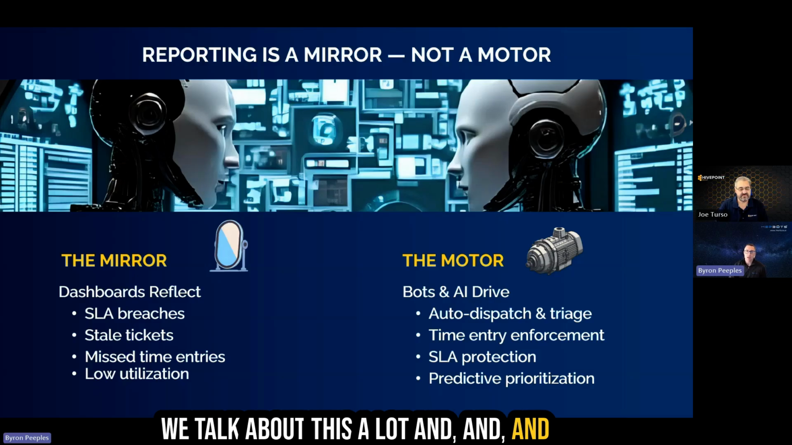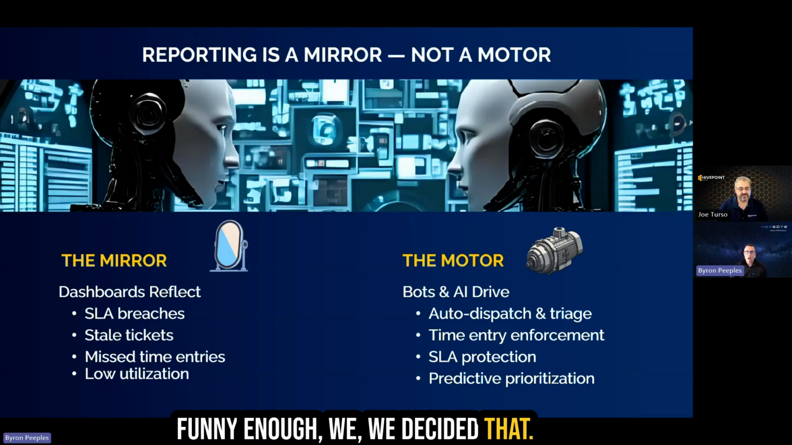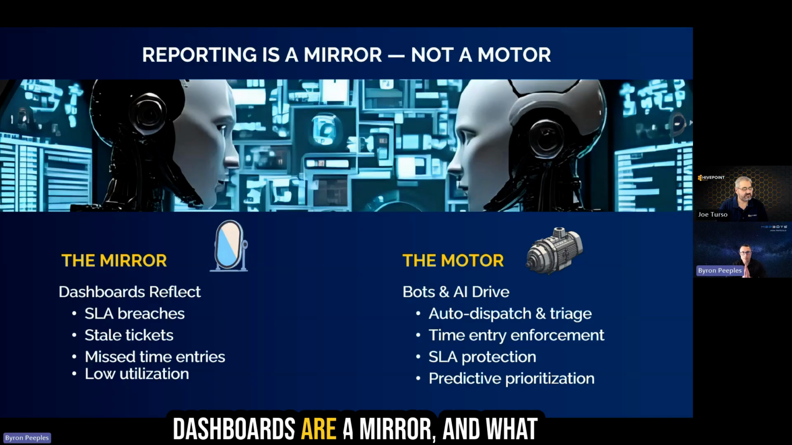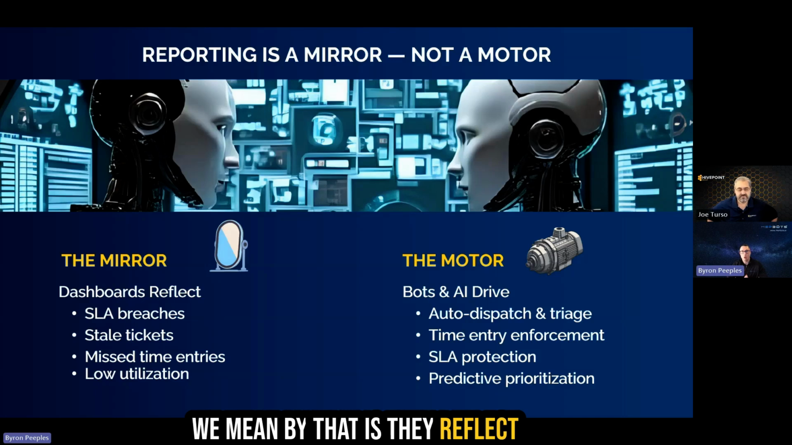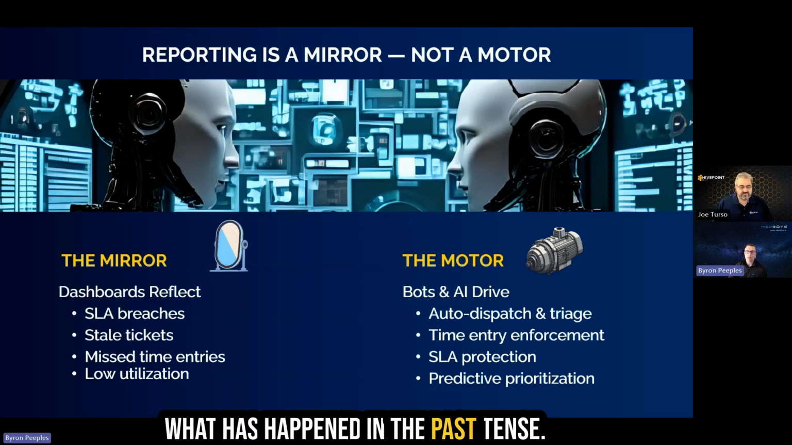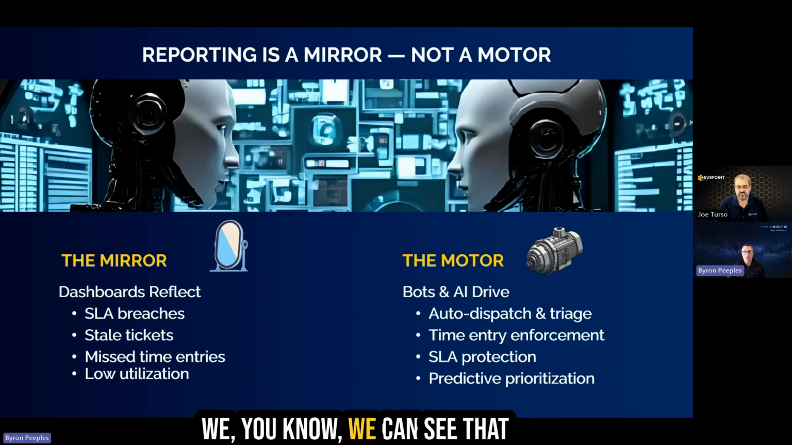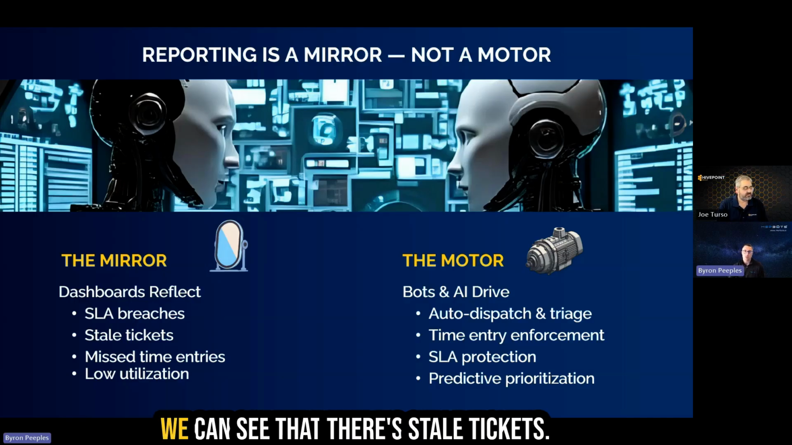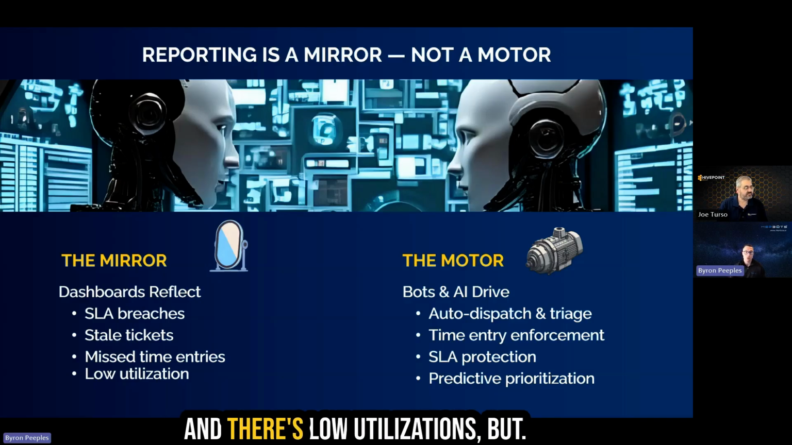And funny enough, we decided that dashboards are a mirror. And what we mean by that is they reflect what has happened in the past tense. We can see that there were SLA breaches. We can see that there's stale tickets. We can see that there's missed time and there's low utilizations. But truly, in order to be effective and run an efficient operation, we need a motor behind it, right?